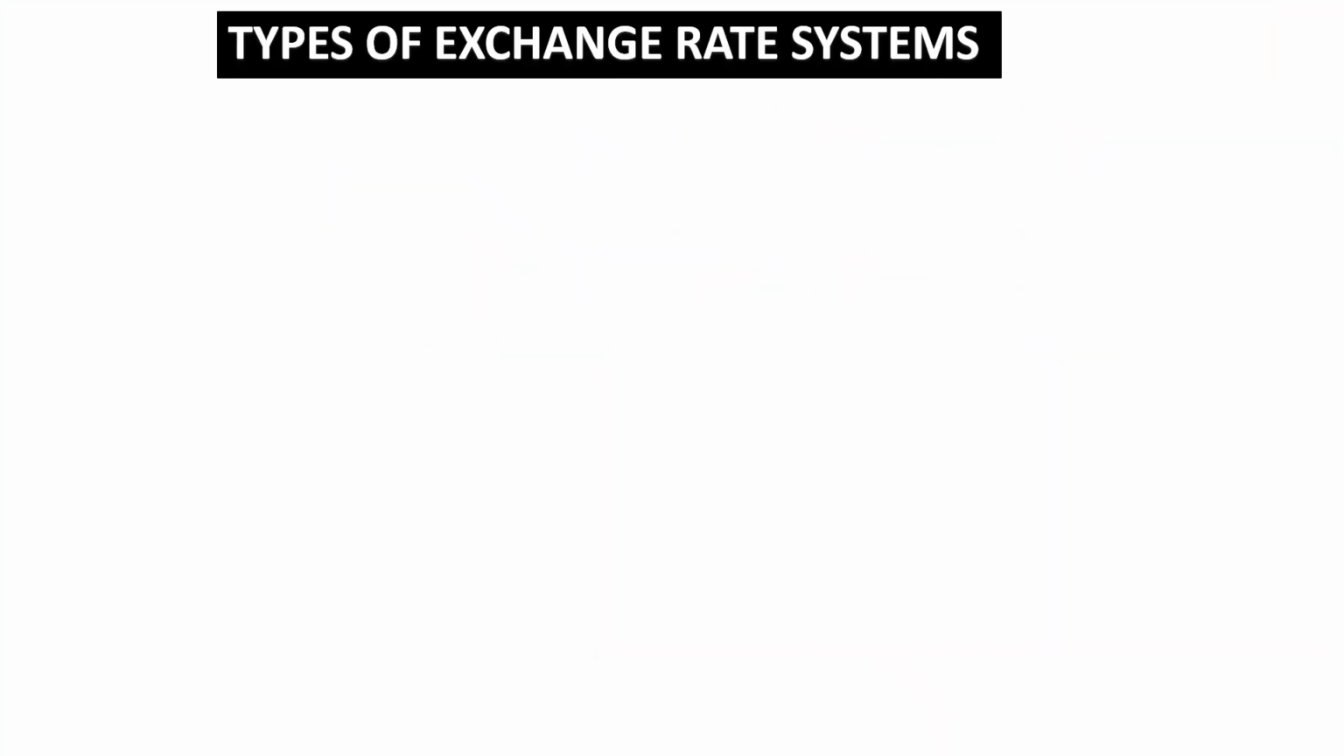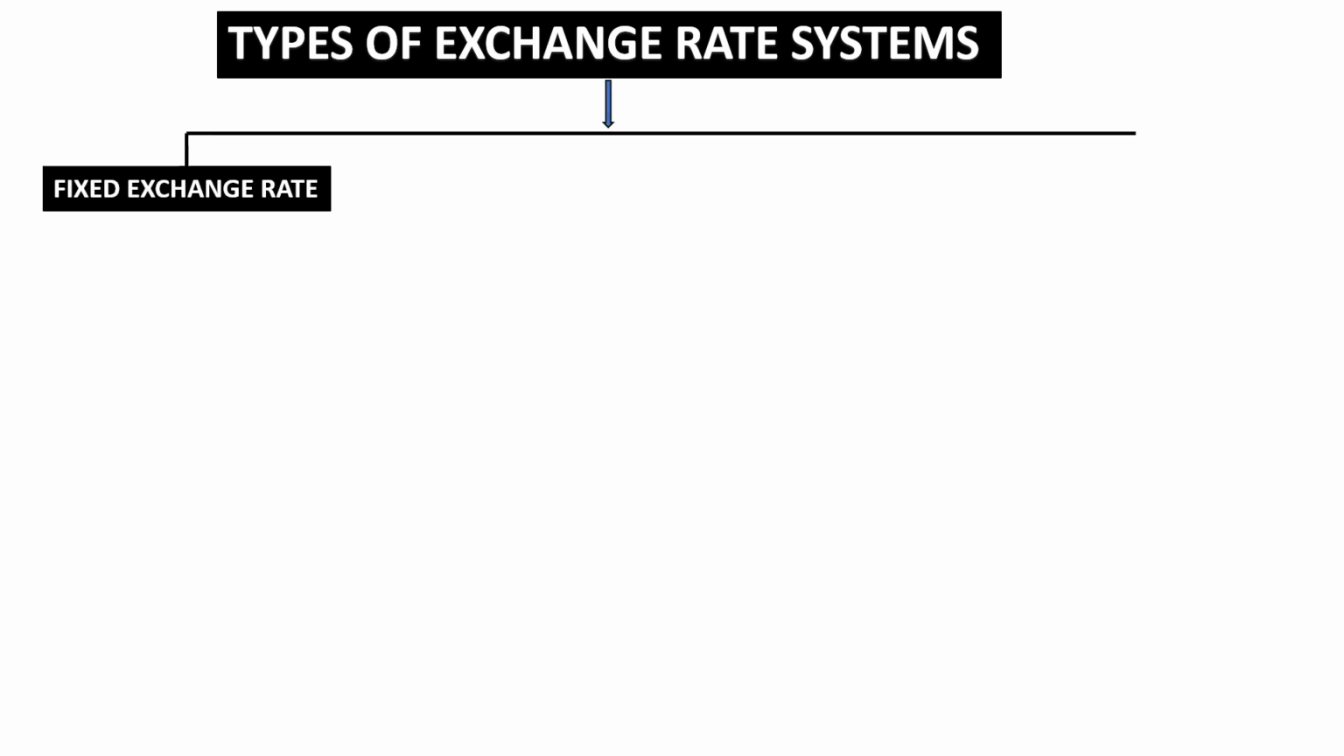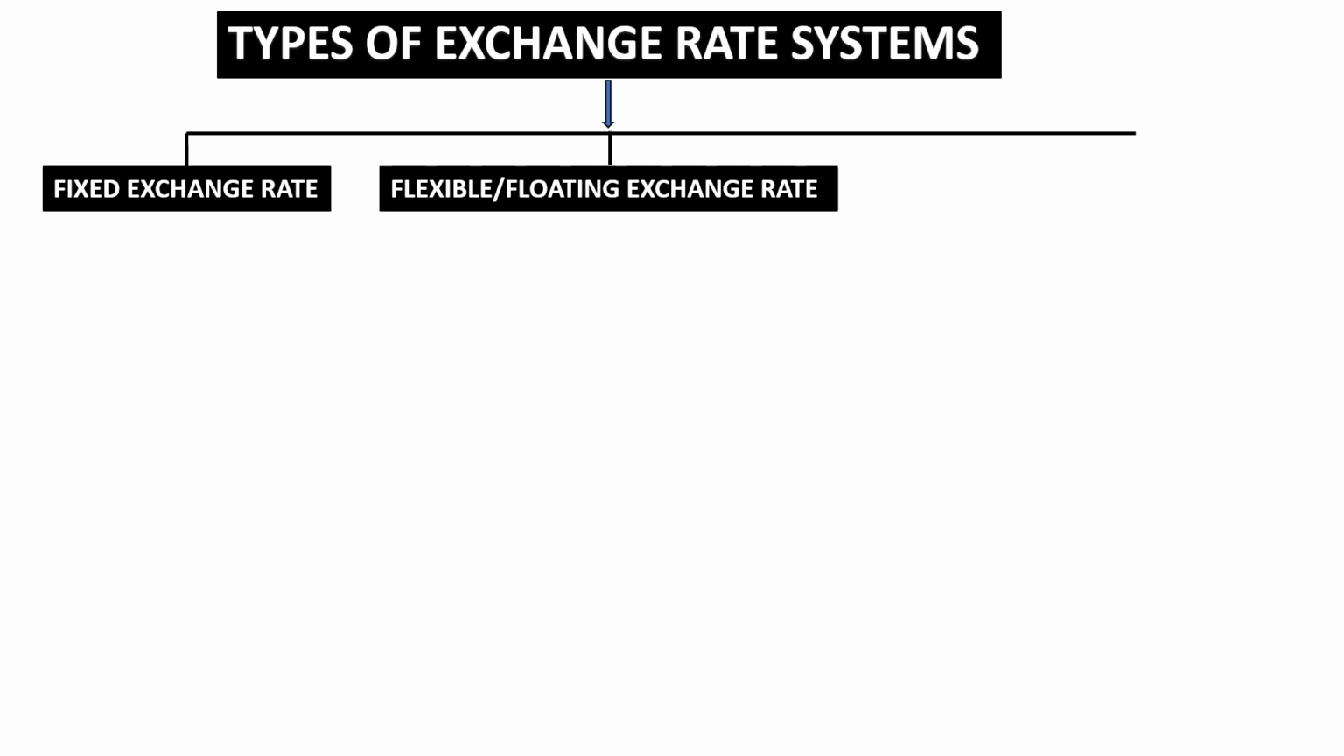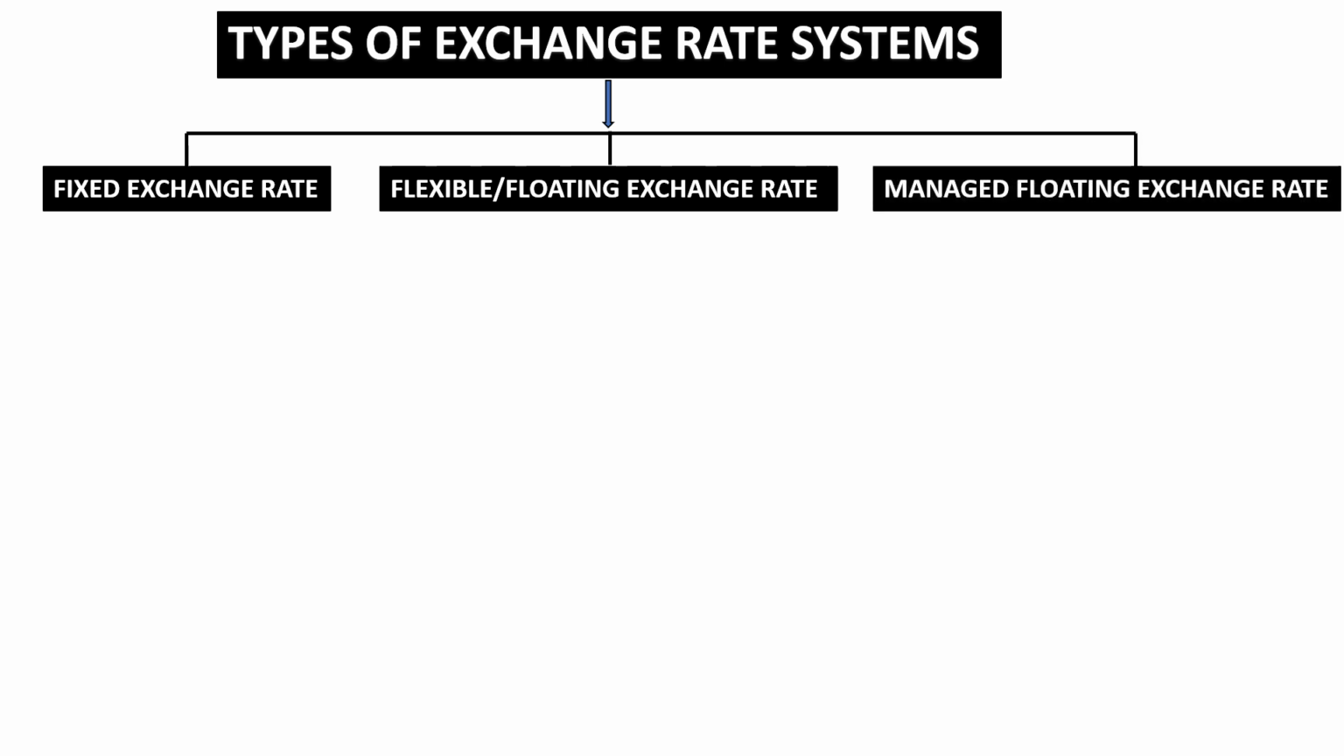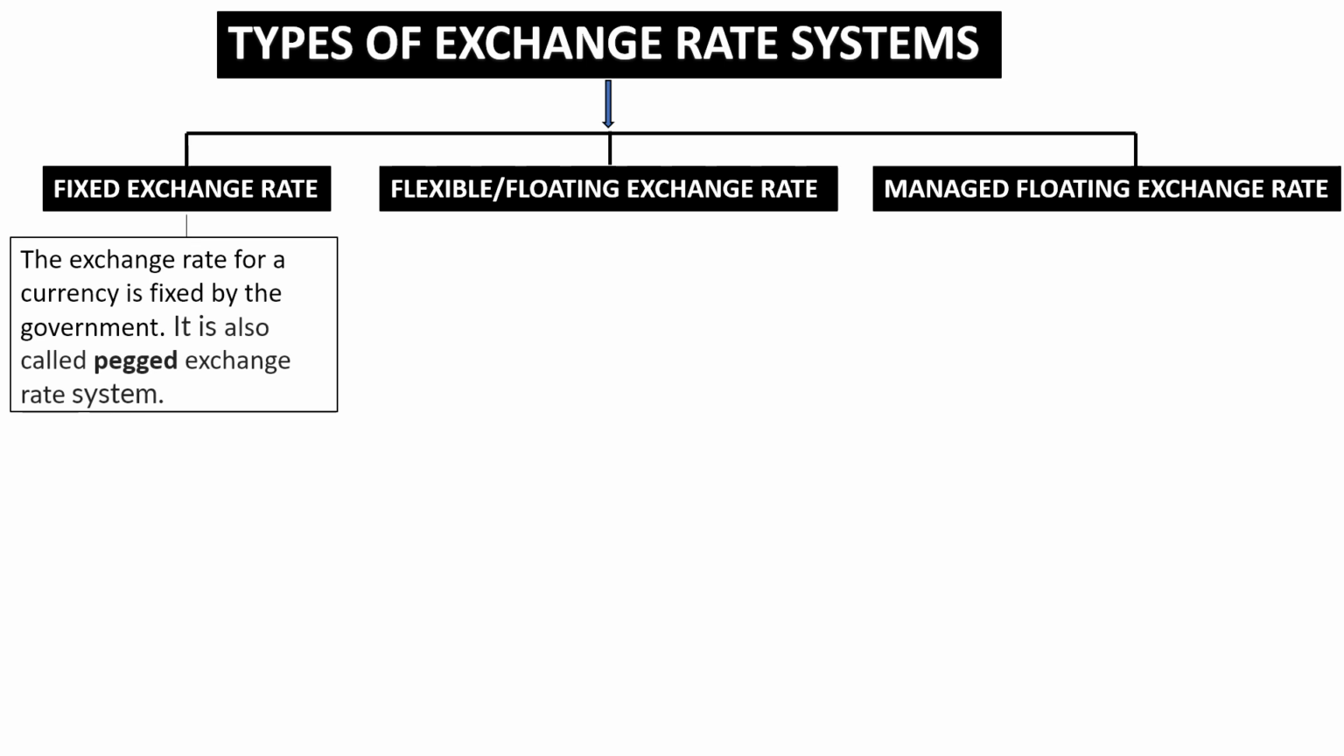There are three types of exchange rate systems: fixed exchange rate system, flexible or floating exchange rate system, and managed floating exchange rate system. In fixed exchange rate system, the exchange rate for a currency is fixed by the government. It is also called pegged exchange rate system. Two examples of fixed exchange rate system are the gold standard system and the Bretton Woods system.